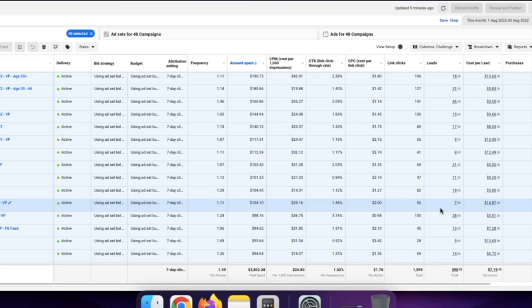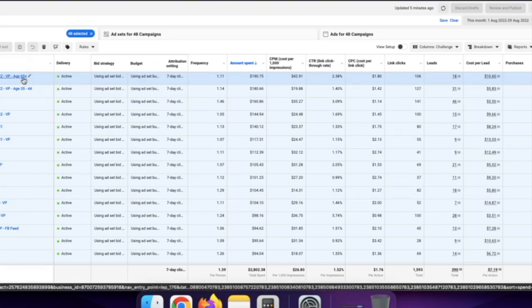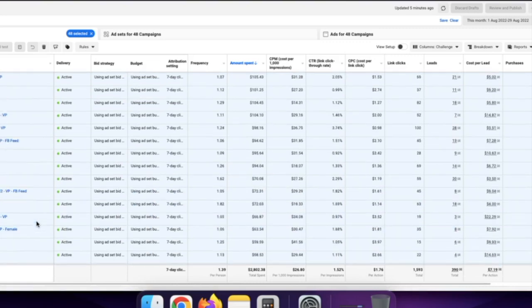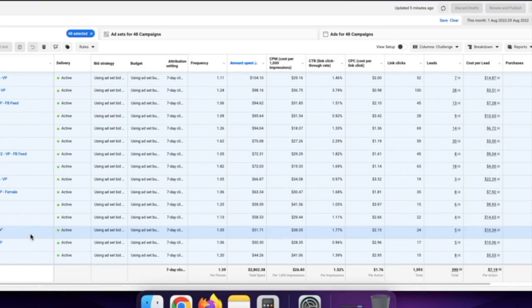A slight optimization is usually placement, gender, country, or age range, right? Some of those types of demographics. And you can see some of the stuff we've done here. The way we label it, we've done a 65 plus campaign. We've done a 35 to 44 campaign. We've done a Facebook feed campaign. We're doing another Facebook feed. We've done a female. So these are campaigns we already had running.